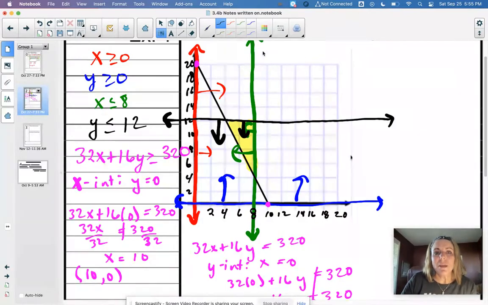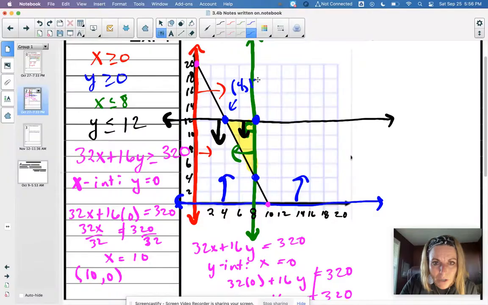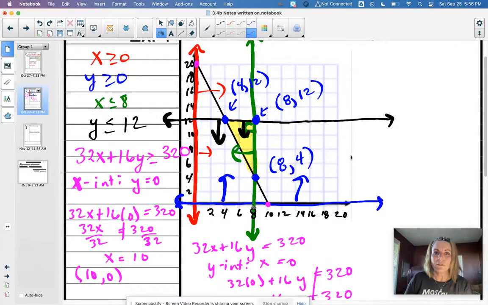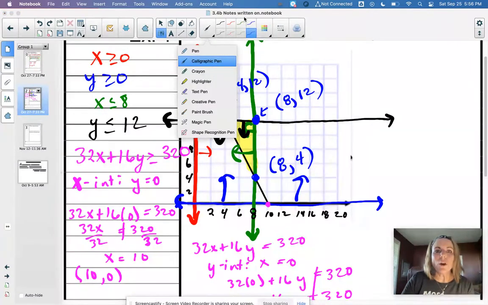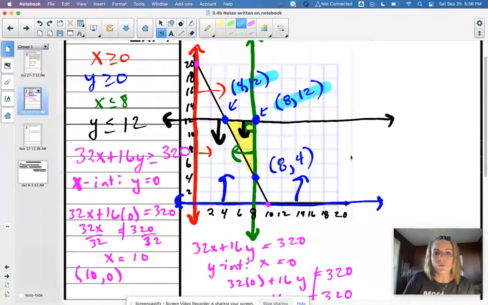So now the next job is, remember, we need to find our vertices. So we have a vertex here, we have a vertex here, and we have a vertex here. Might be able to tell what those vertices are just by looking at the graph. This one looks like it's over 4 up 12, 4, 12. This one, it looks like it's over 8 up 12. And this one looks like it's over 8 up 4.